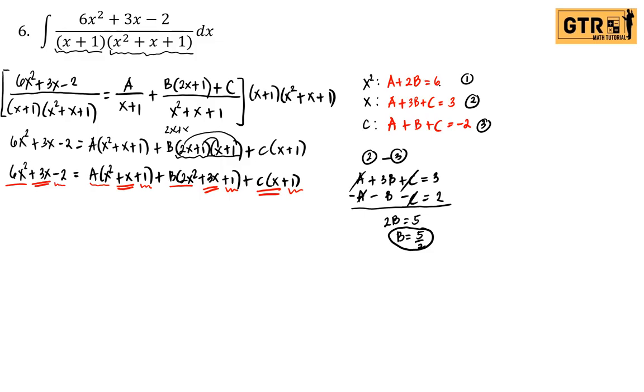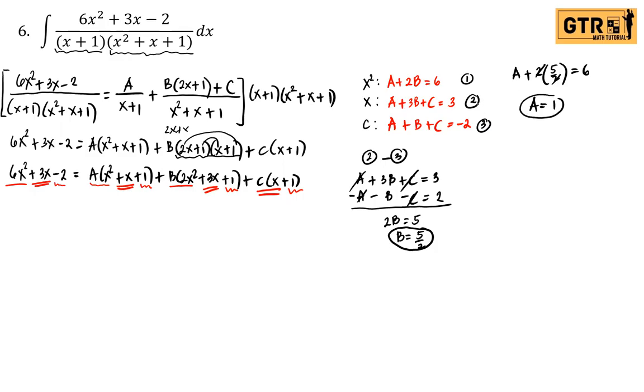So substitute into equation number 1. We have a plus 2 times 5 over 2 equals 6. We can simply cancel the 2, and then subtract 5 from 6. So a is equal to 6 minus 5, a is equal to 1.